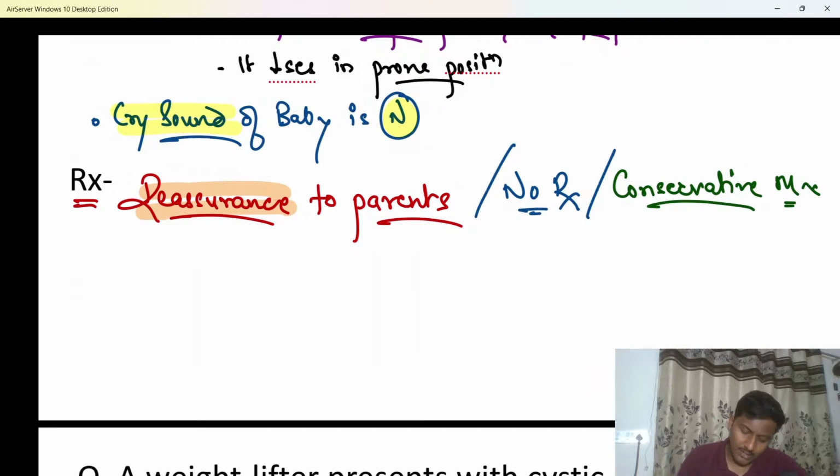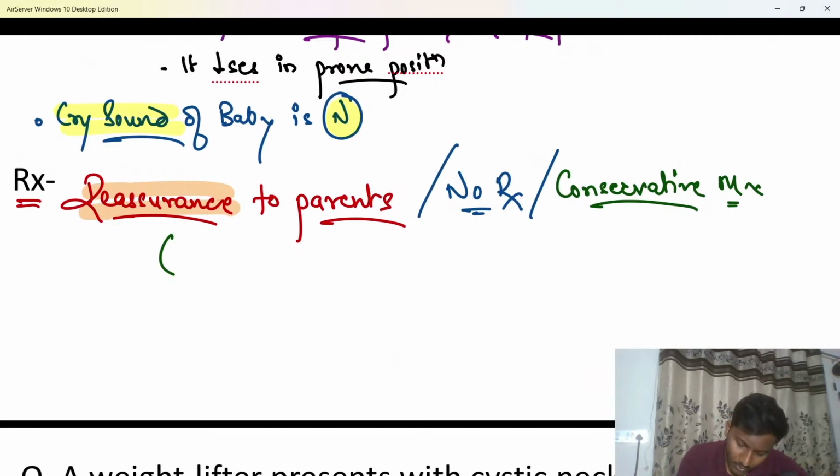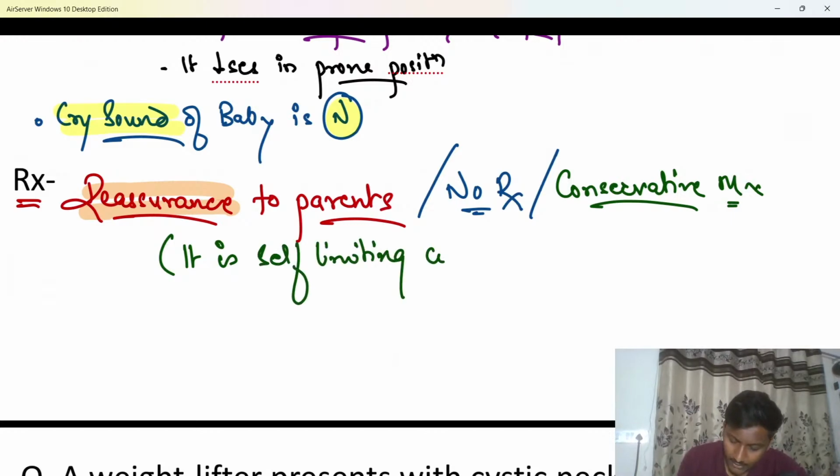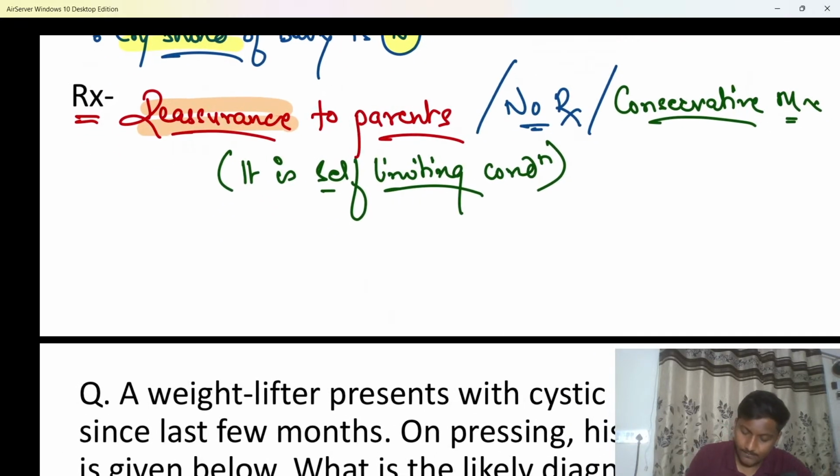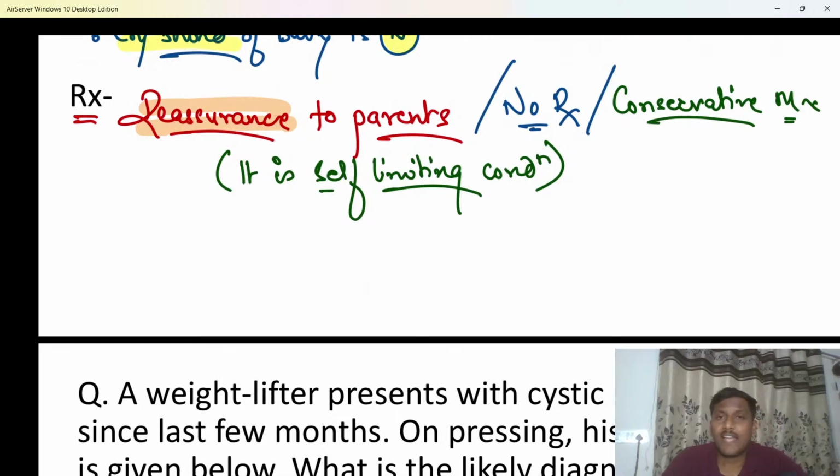This condition, as I told you beta, reassurance is the treatment because it is a self-limiting condition. Okay, it is a self-limiting condition. But till what time should it resolve? कब तक ठीक हो जाना चाहिए? It should resolve by the time of 2 years beta.